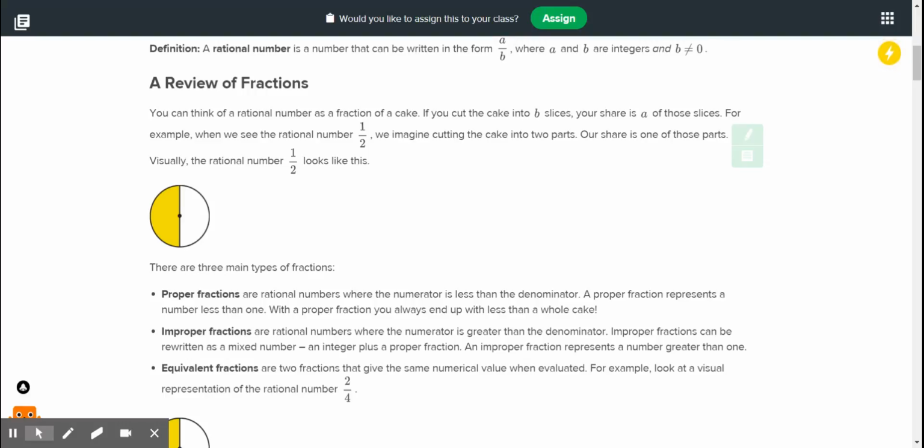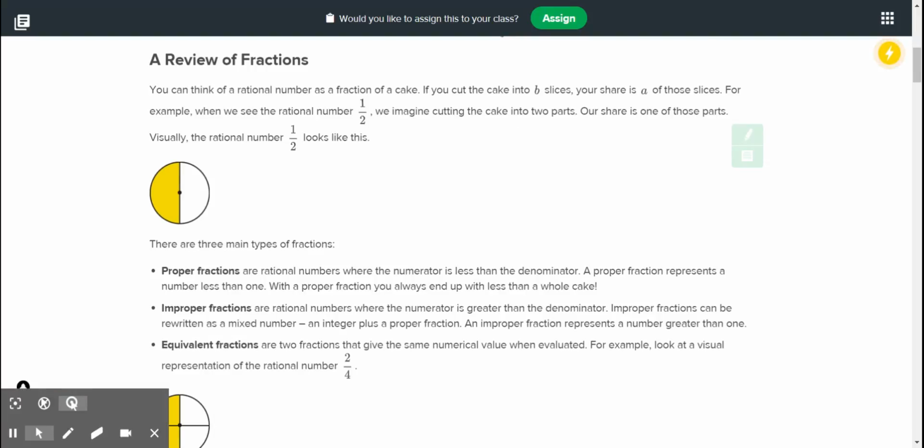For example, when we see the rational number 1/2, we imagine cutting the cake into two parts. Our share is one part of those parts. So visually, the rational number 1/2 looks like this. There are three main types of fractions.